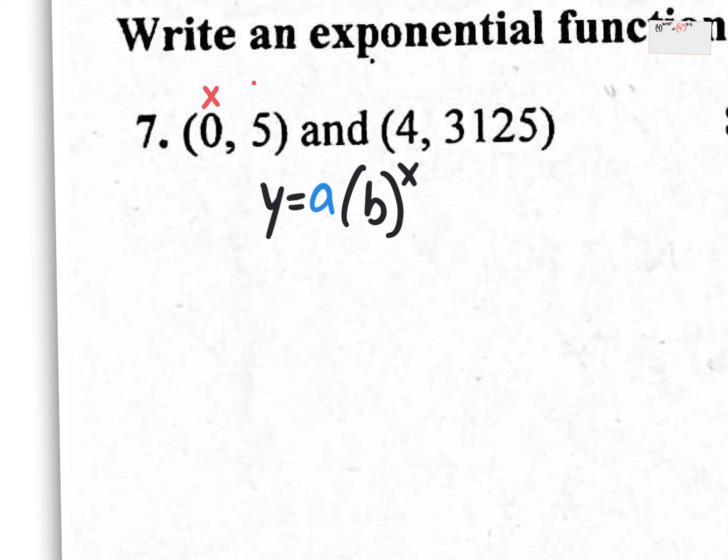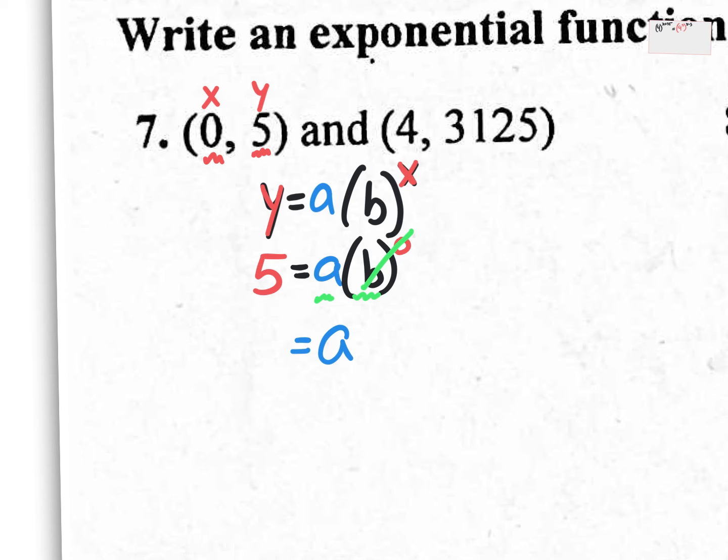A coordinate is really an x value and a y value. So that 0, I'm going to put it right here where this x is at. This 5, I'm going to put it right here where the y is at. So I have a 5, I have an equal, I have an a, I have the base b to the power of x, which is to the power of 0 when I plug in that 0 for x. And that's a beautiful thing. Why? Because what is b to the 0 power? 1. Anything to the 0 power is 1. So you can just scratch it out, because a times 1 is exactly 1a, or just a. So you have a equals 5.